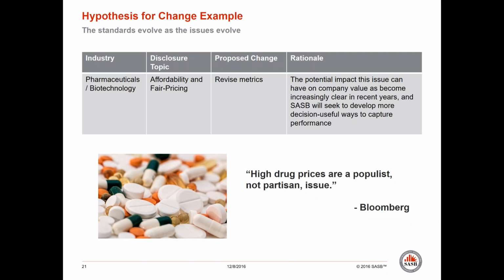First, in pharmaceuticals and biotechnology, we identified the issue of affordability and fair pricing to be material, but we're proposing to revise the metrics. We're hoping that because this issue has garnered a lot of attention in recent years, and the impact that it can have on share price has become increasingly clear, we're hoping to develop metrics that perhaps better capture performance on this issue.